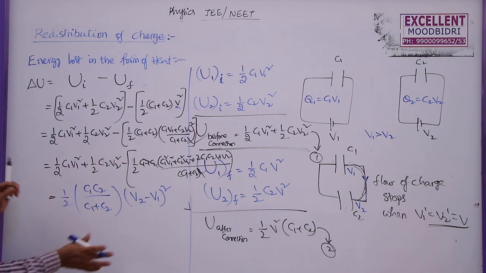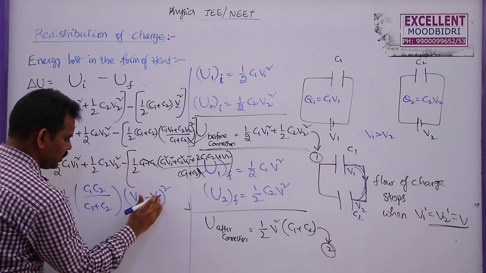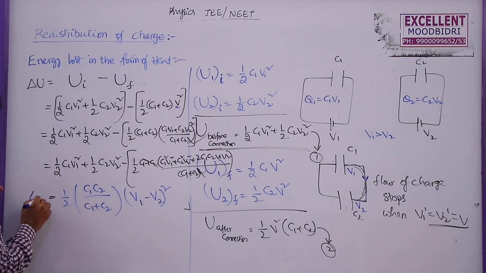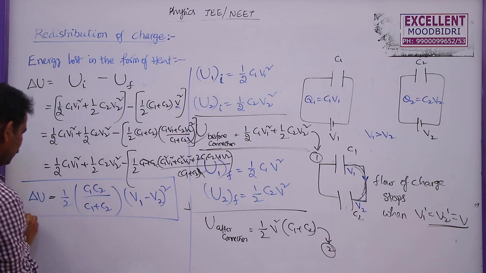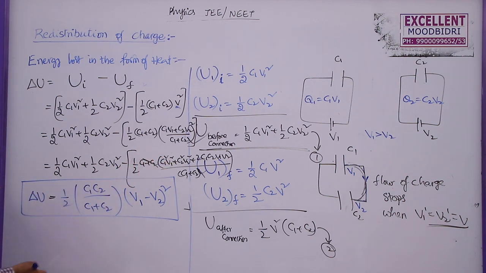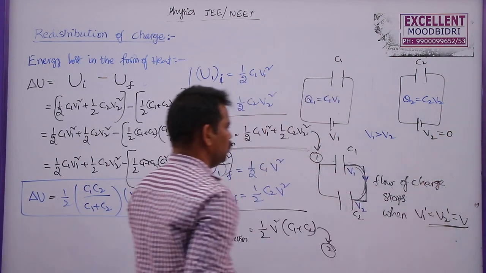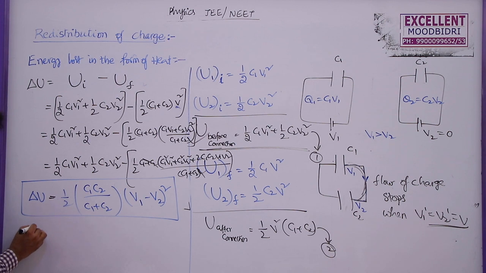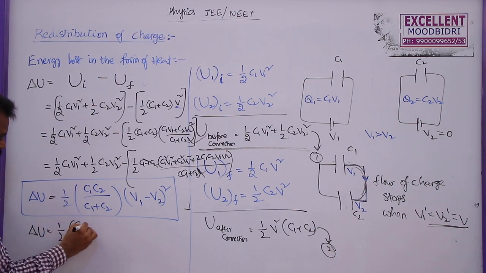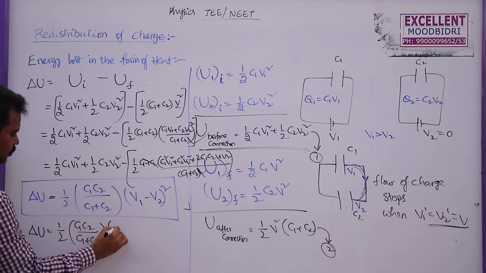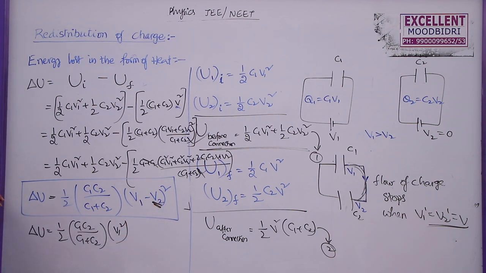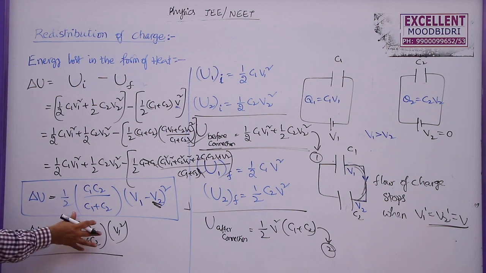If V1 is greater than V2, you can write V1 minus V2 whole square. So this is the loss of energy. If you want, you can simplify this and finally you will get V1 minus V2 whole square. Suppose the second capacitor is uncharged, let us say V2 is 0. So what is the energy loss? The energy loss is equal to half into C1 C2 by C1 plus C2 into V1 square, because V2 is 0. So this is also in the form of half into effective capacitance into the square of the voltage, half C V square.